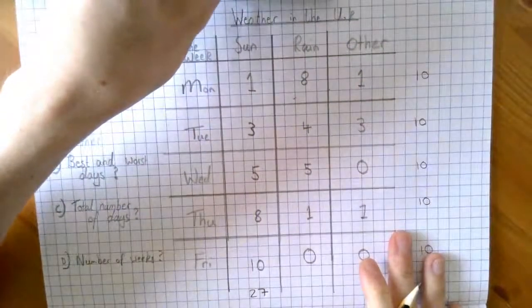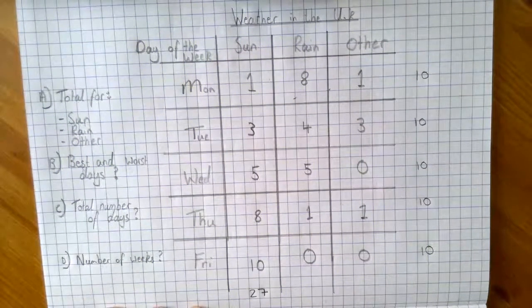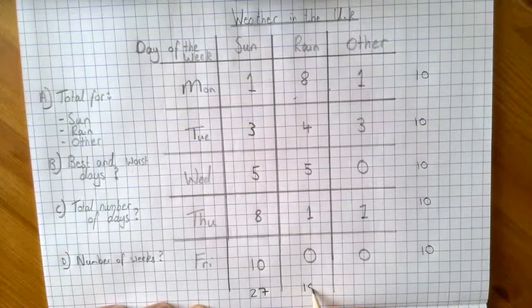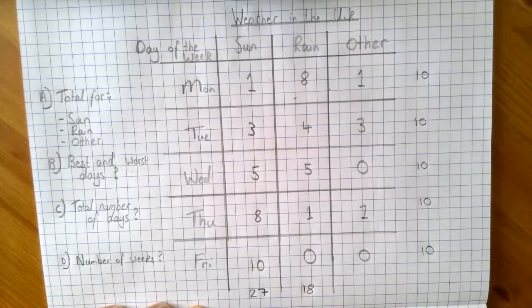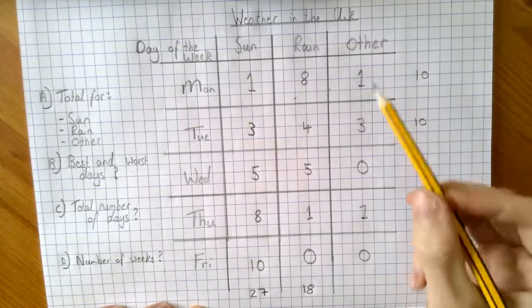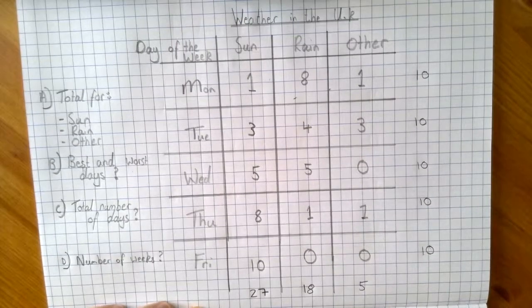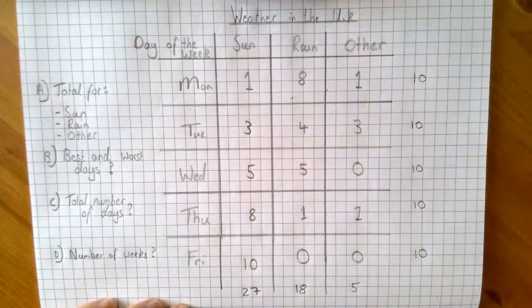There we go. For our rainy days, when it was raining, 18. And then finally, when we had our alternate weather, our other weather, it's 5. Now it's up to you, because you could do either quite some complicated maths, or you could be really sensible and just do some easy maths.